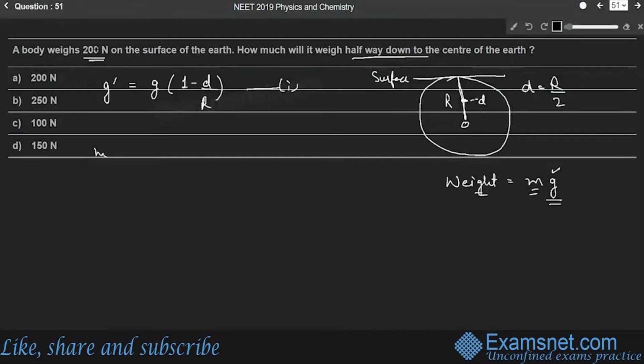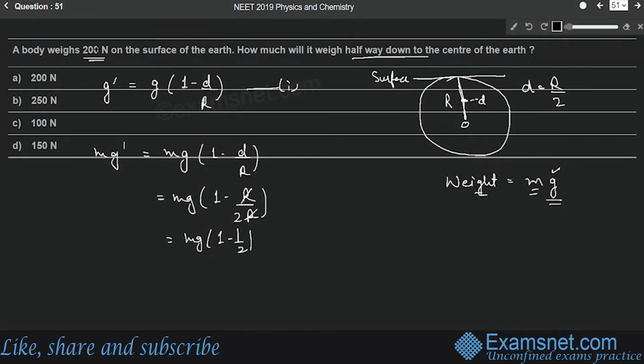So this is equation number 1. We know that mg dash, that means new weight, will be equal to mg into 1 minus d by r, and we know that d is equal to r by 2, so we can put this value here, mg into 1 minus r by 2 into r. So this is cancelled and here we have mg into 1 minus half, so it will be half mg. So mg dash will be half of mg, that means initial weight.